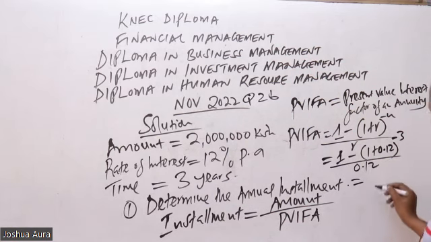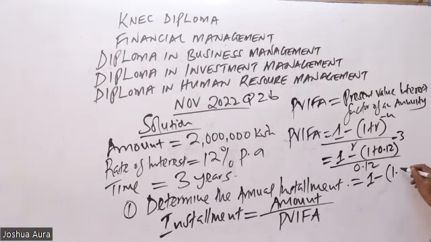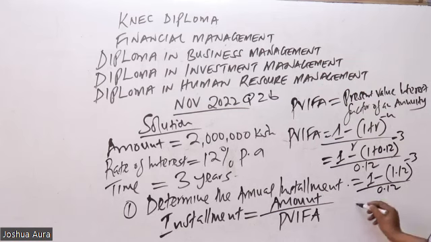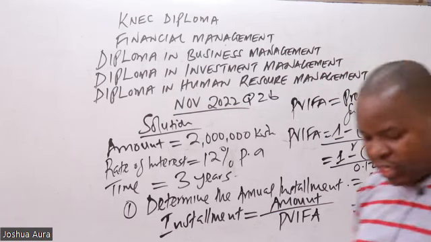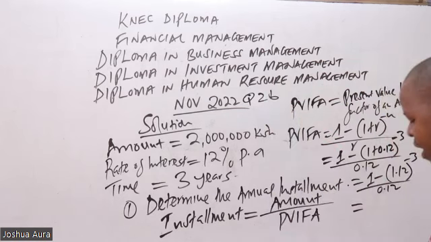So let's move together here. So here we will get 1 minus, into bracket, 1.12 raised to negative 3, divided by 0.12. So can we get the numerator with our calculator?